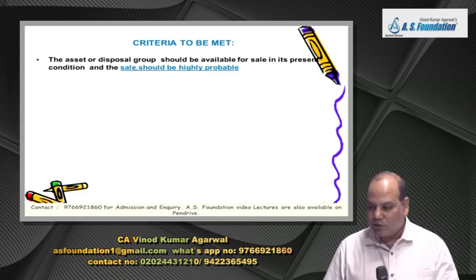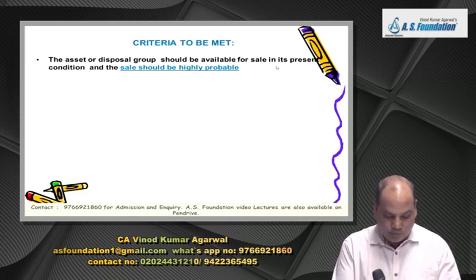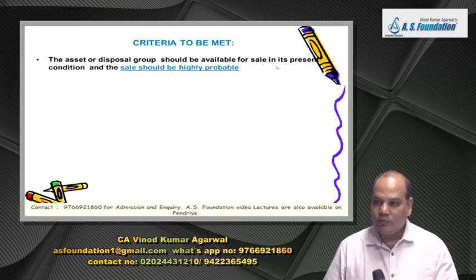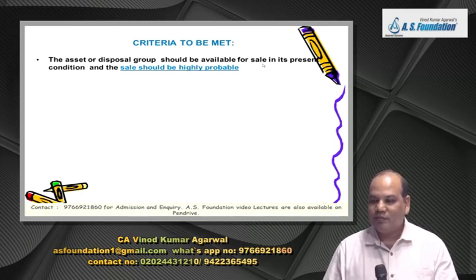Next criteria: the asset or disposal group should be available for sale in its present condition, subject only to terms that are usual and customary for sale of such asset. This classroom is available for sale, but my batch is going on. I asked the buyer to wait for 3 months, first let this GFRS batch get over, and then you can acquire it.